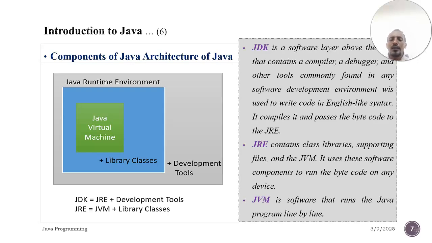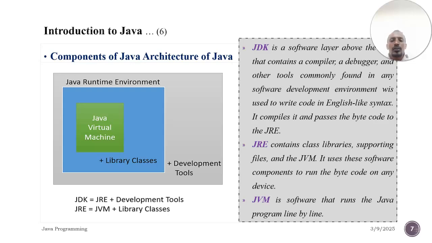The second part is the Java runtime environment. The Java runtime environment contains class libraries, supporting files, and the Java virtual machine. It uses these software components to run the bytecode on any device.